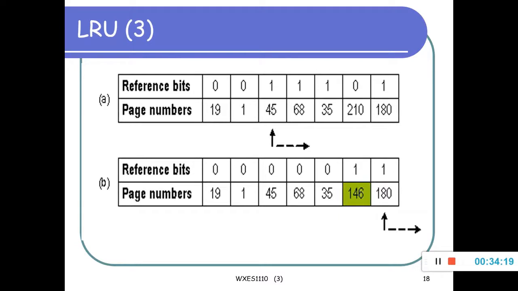Okay, let's look at these examples. So in A, the pointer indicates the page that will be considered next for removal. So this is a pointer. This is considered for the next removal.